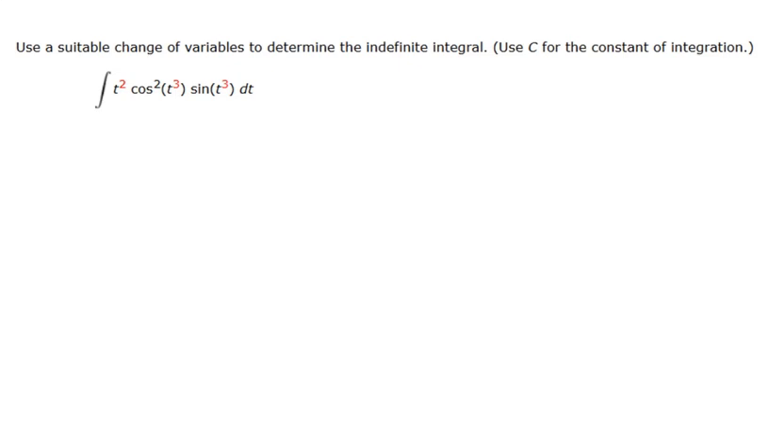So the instructions say you should be using a change of variables. So let's make a substitution. I see we have cosine squared. If I could let u be cosine, then I would have u squared. But in order for that to work, we'd have to have du. So let's try letting u be cosine, not cosine squared, but cosine t to the third.